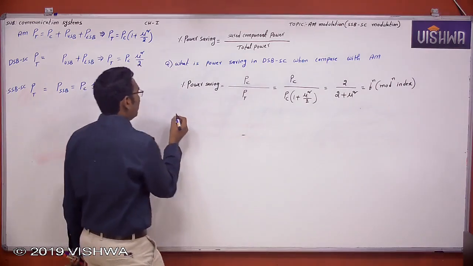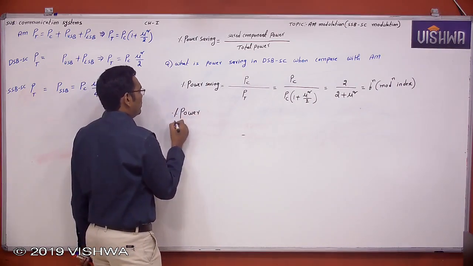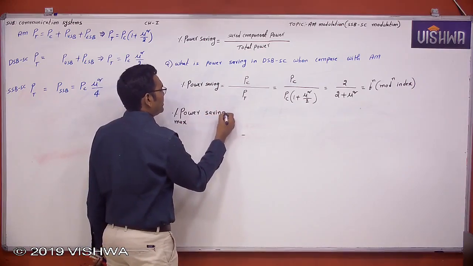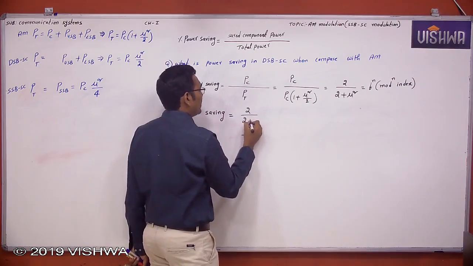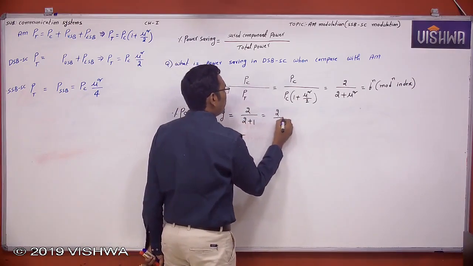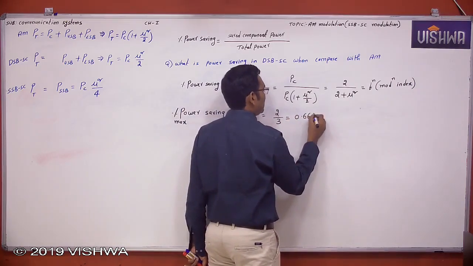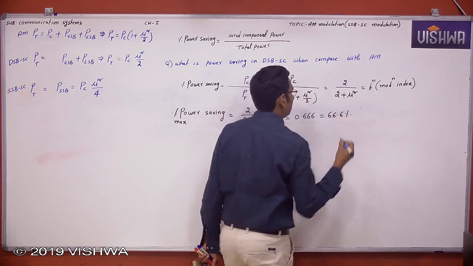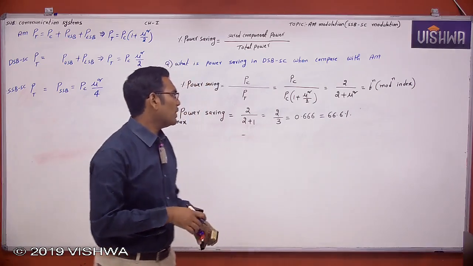So now I am asking the question, what is the maximum power saving? The maximum power saving is equal to 2 by 2 plus 1, which is 2 by 3, which is 0.66, which is equal to 66.66 percent of power saved.